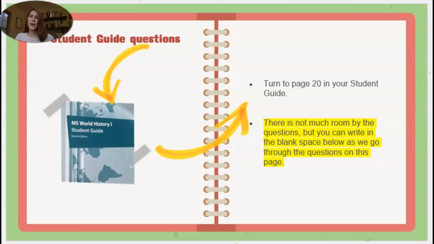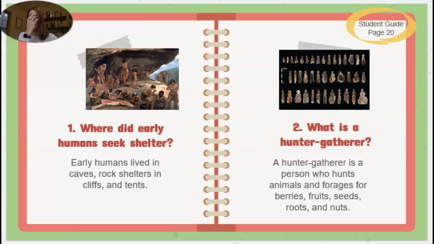Student guide questions. Go ahead and open your student guide to page 20. There's not a lot of room to write there, but you can write in the blanks or you can grab a piece of paper if you need to. You can pause this video and then grab a piece of paper. Question number 1 on page 20: Where did early humans seek shelter? They lived in caves, rock shelters, in cliffs, and in tents.